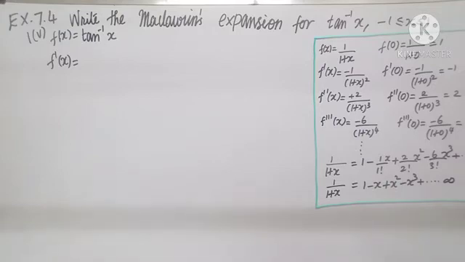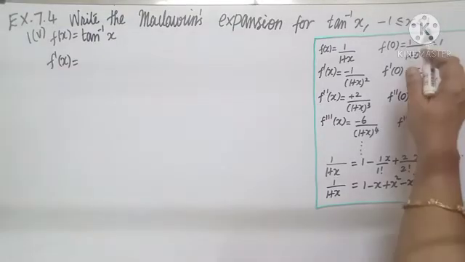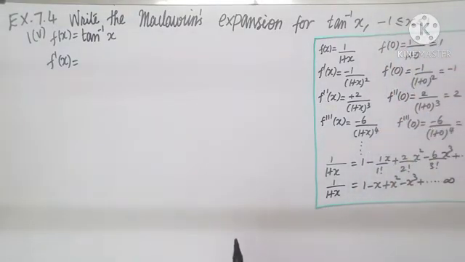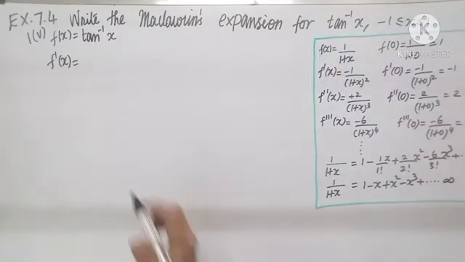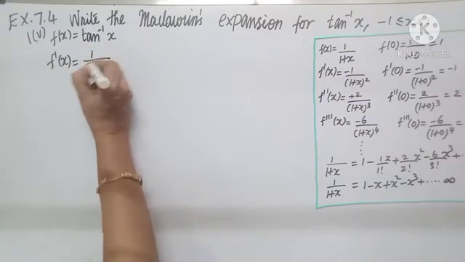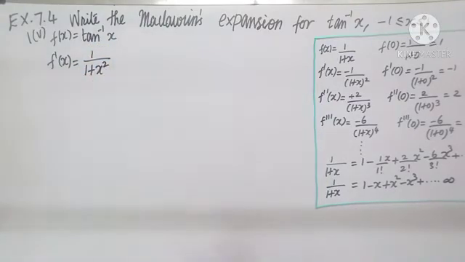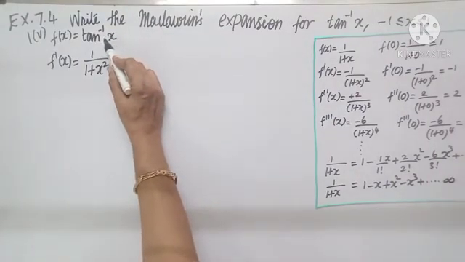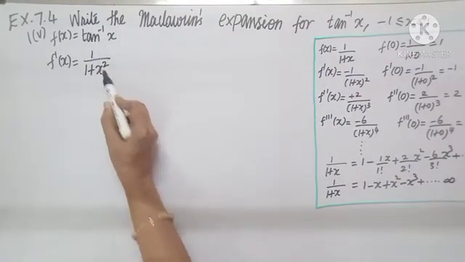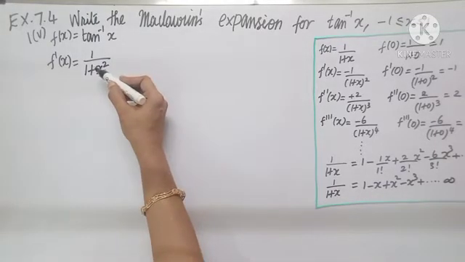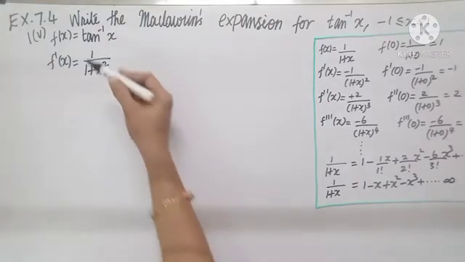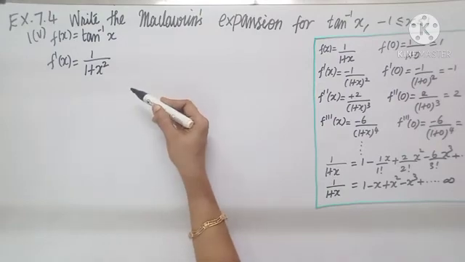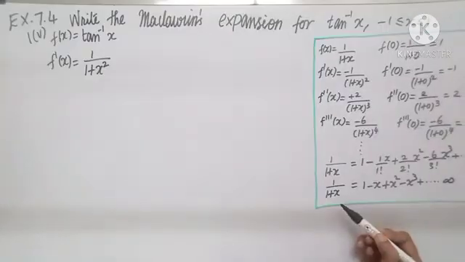Subsection 5, f of x equals tan inverse of x. X ranges from -1 to +1, so that this will be a well-defined function. F dash of x, tan inverse, we should know the formula, 1 by 1 plus x square. Derivative of tan inverse x is 1 by 1 plus x square. If I differentiate this, it will lead to complicated terms. So this 1 by 1 plus x square, we refer to another Maclaurin's expansion.